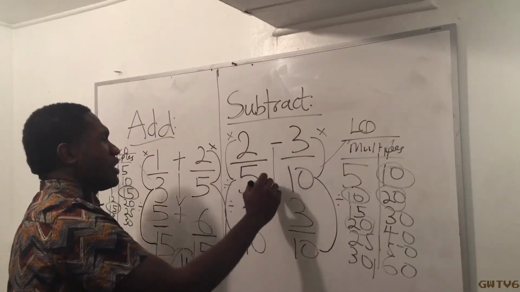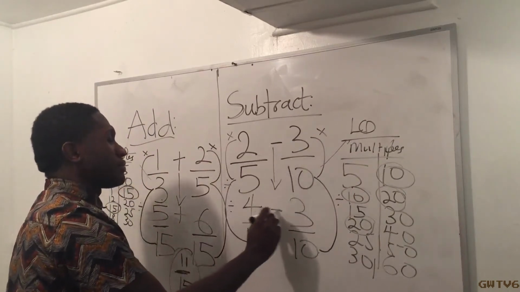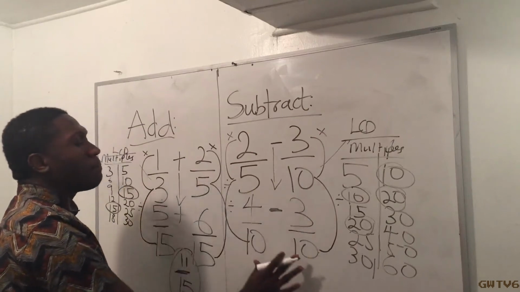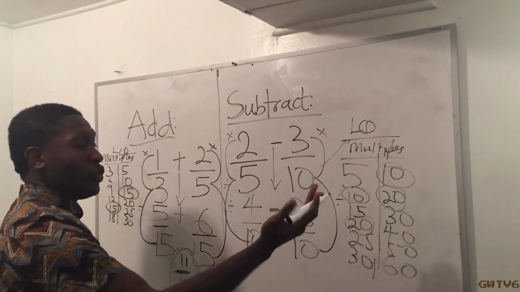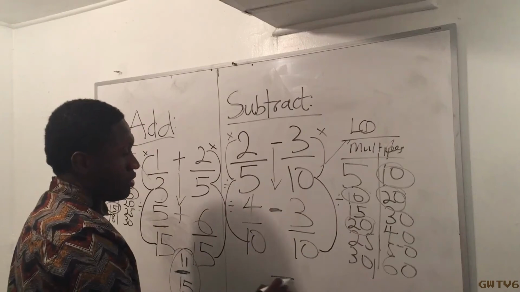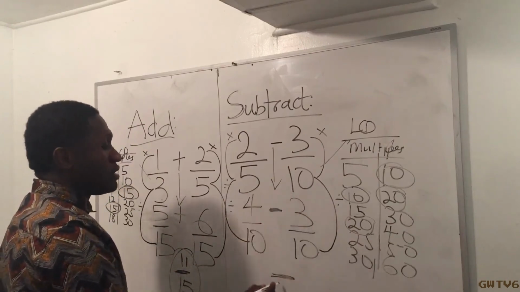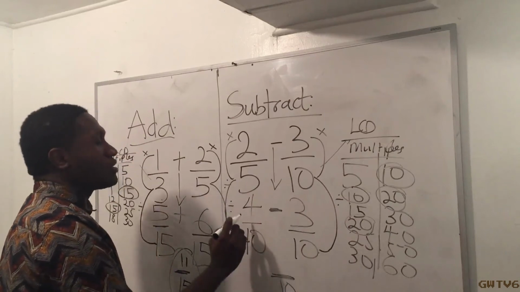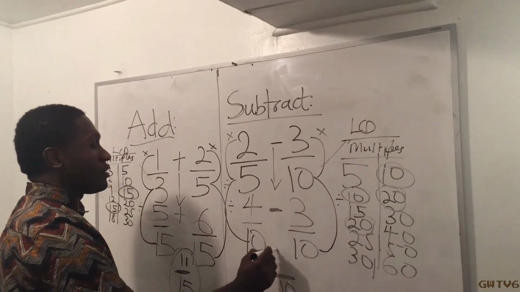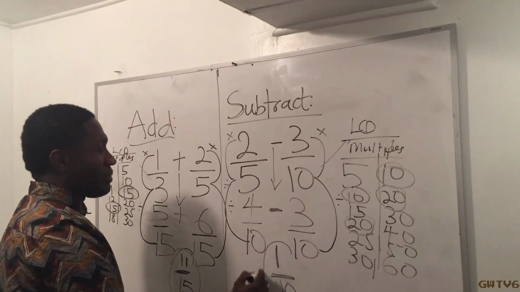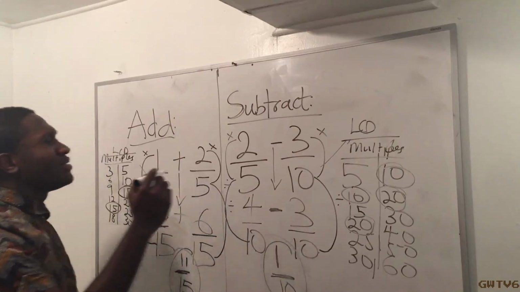And then I just drop down the sign, the minus sign right here. And now that the bottom numbers are the same, we know what to do. I know all I have to do is I copy one of the denominators, 10, and combine the top. 4 minus 3 is what? Is 1. So my answer is 1 over 10.